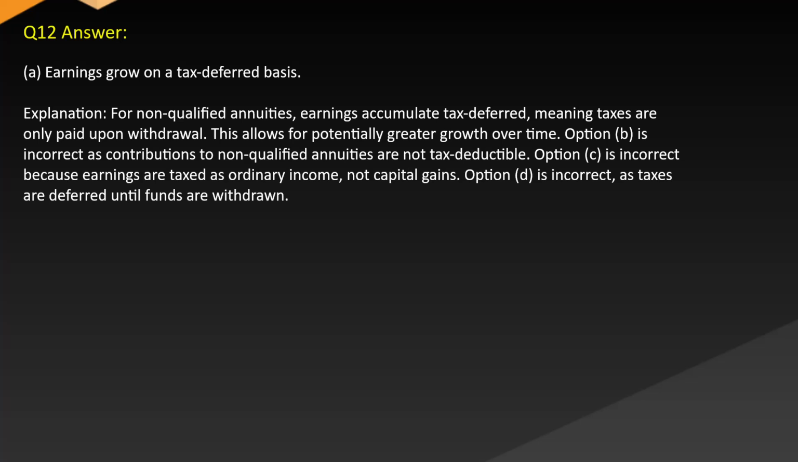Explanation: for non-qualified annuities, earnings accumulate tax-deferred, meaning taxes are only paid upon withdrawal. This allows for potentially greater growth over time. Option B is incorrect as contributions to non-qualified annuities are not tax-deductible. Option C is incorrect because earnings are taxed as ordinary income, not capital gains. Option D is incorrect as taxes are deferred until funds are withdrawn.